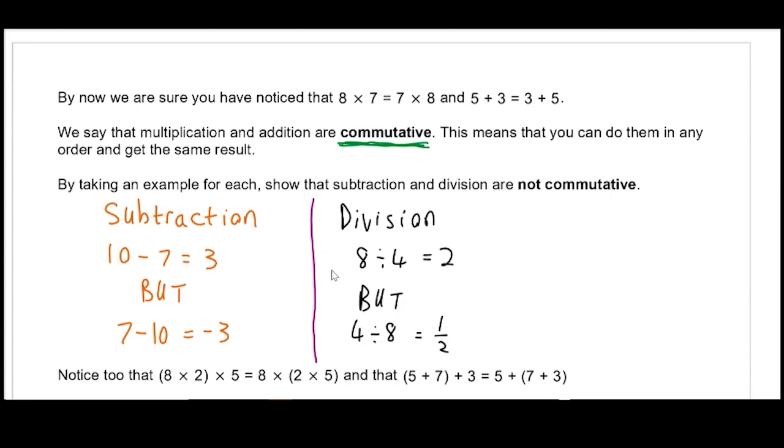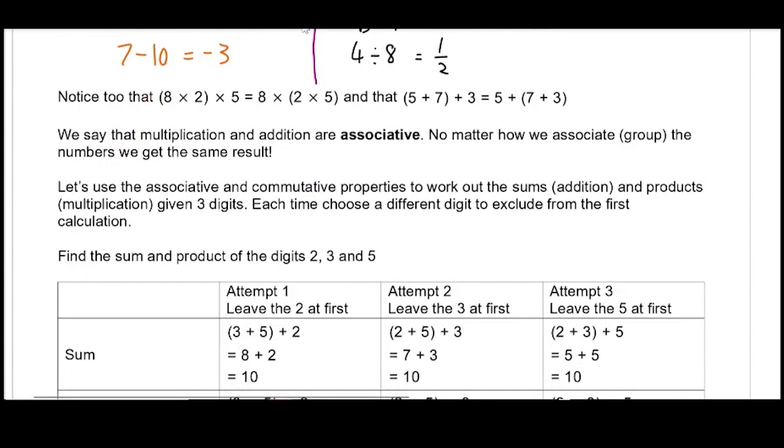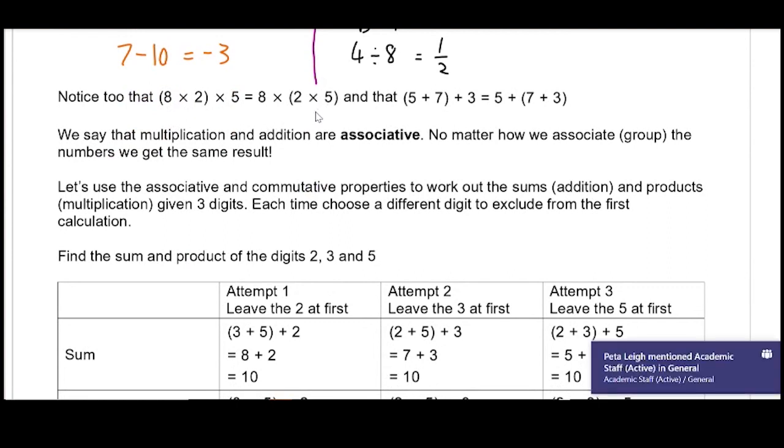Another rule is that we can multiply and group numbers in any order. For example, if we're multiplying 8 by 2 by 5, we can either multiply the 8 and the 2 first and then multiply by 5, or we can multiply the 2 and the 5 first and then multiply by the 8.